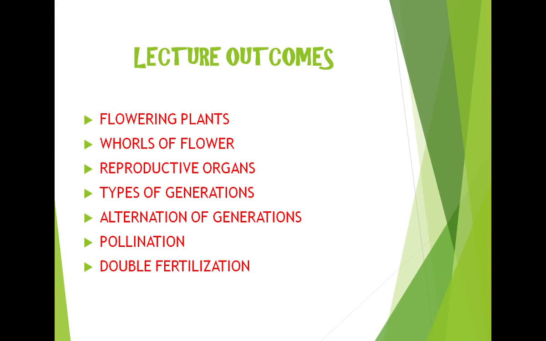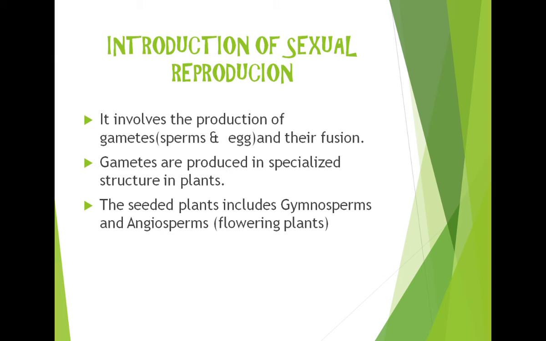Now let's begin another very important lecture, and I am trying to make it very simple. Let's begin with what is a flower, what are the whorls of a flower, what are the reproductive organs and types of generations. We will discuss alternation of generations in detail, pollination and double fertilization. Now let's start with the introduction of sexual reproduction.